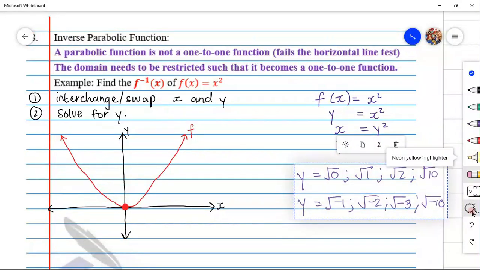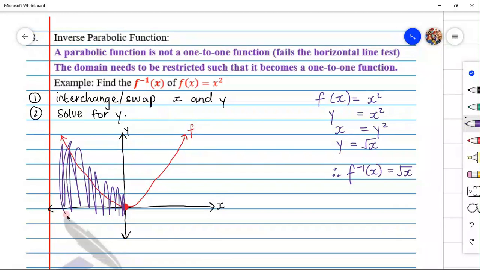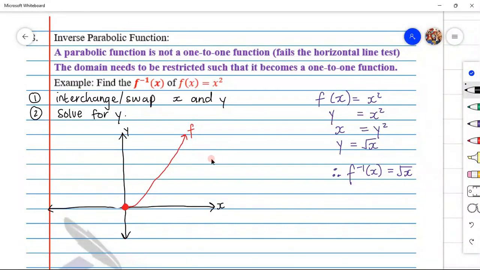So let's just quickly conclude. So we therefore have our inverse of f of x as equal to the root of x. Now, we are going to remove the negative side of our axis. We need to remove all of that. So that is the side that we are going to restrict. So our domain is restricted to x greater than or equal to 0.